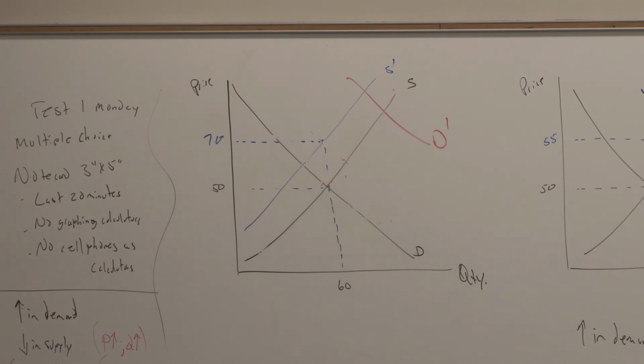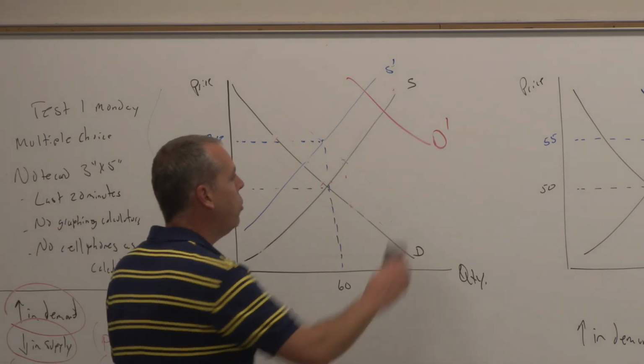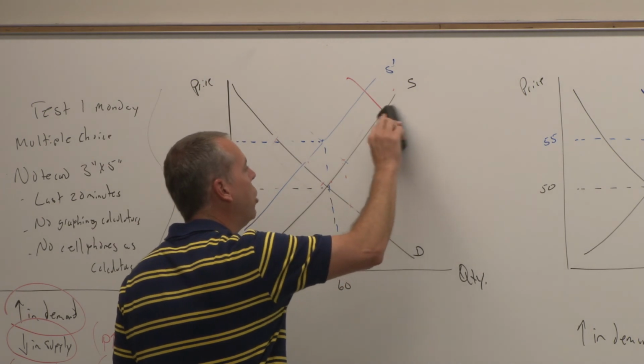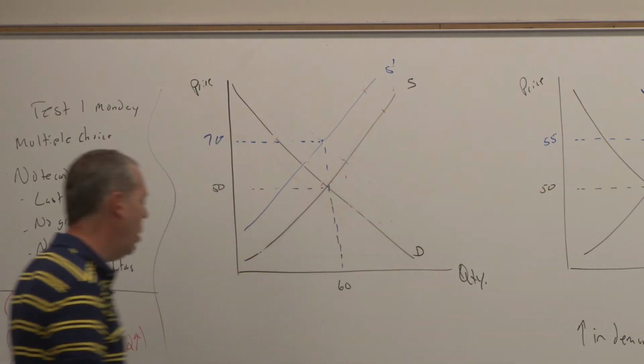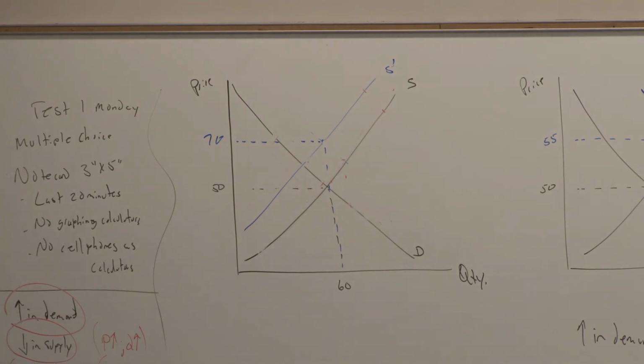If you do not know how much demand is going to go up or how much of the decrease in supply you're going to have, you cannot know both price and quantity. You can know one or the other, but you can't know both. Because if you don't know the size of these shifts, if you just know that they're going up or that they're going down, you can't know what's going to happen.